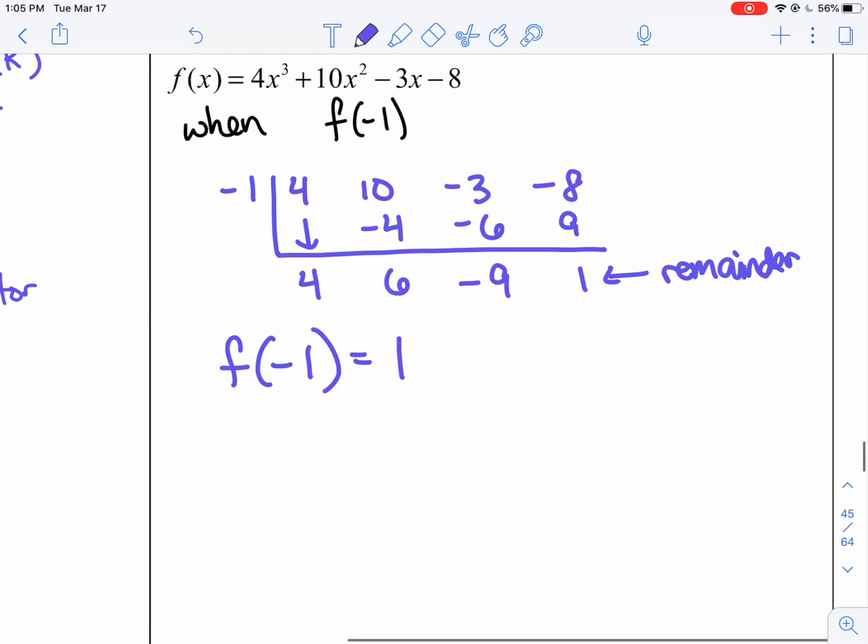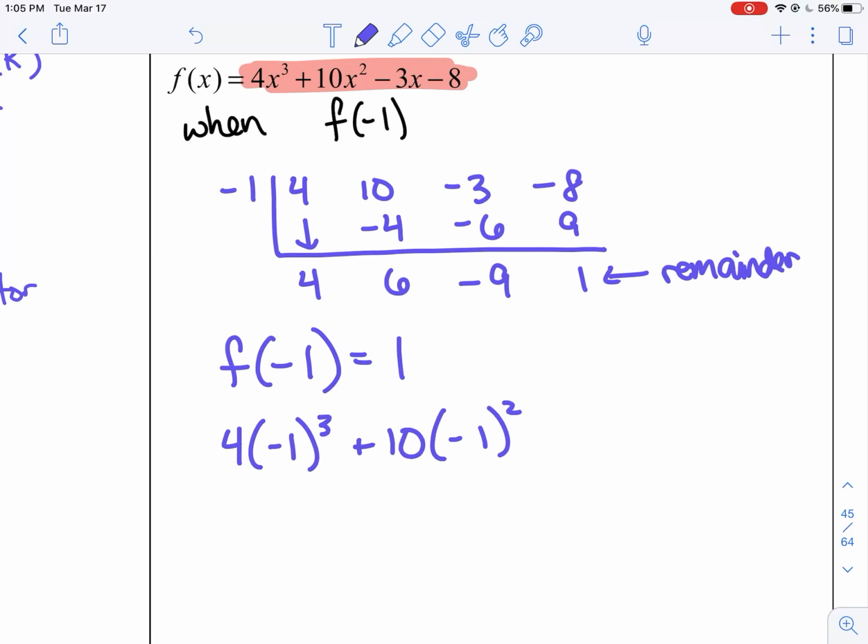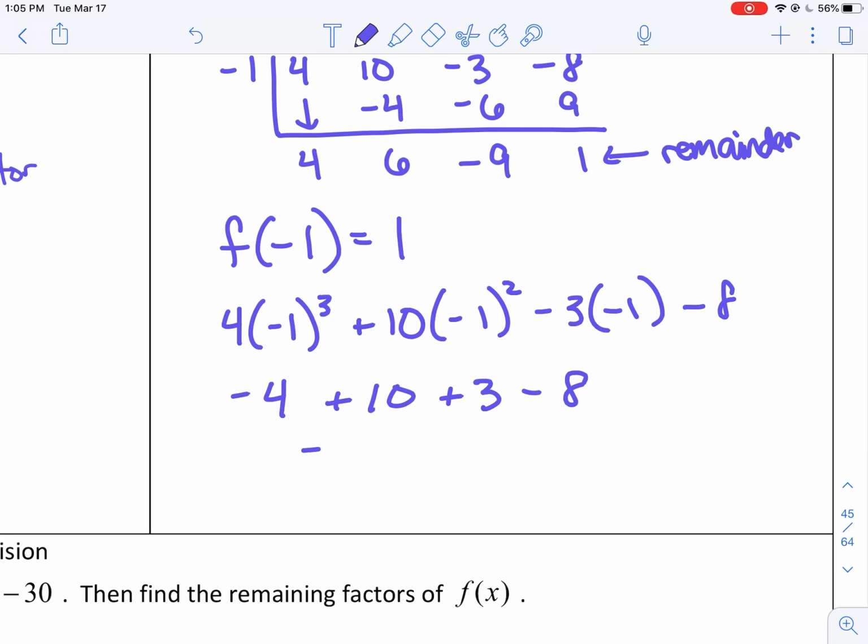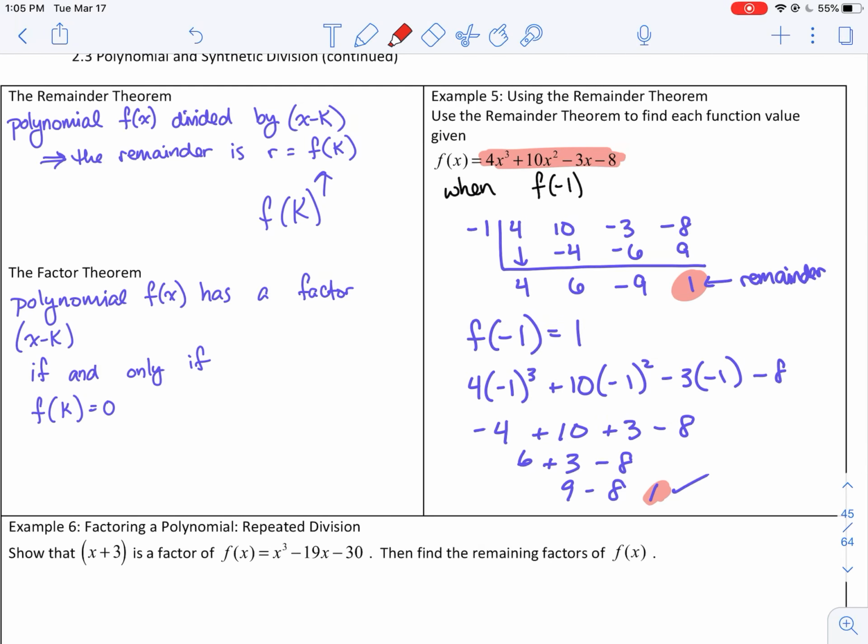You can also check this by using function composition and just plugging into our function at the top of the page. So if I had 4 times negative 1 cubed plus 10 times negative 1 squared minus 3 times negative 1 minus 8, now I would have negative 4 plus 10 plus 3 minus 8. So I'd get 6 plus 3 minus 8, 9 minus 8, which is 1, which is exactly what we found when we did our synthetic division. So both ways work, so it's nice that you can check your work here.